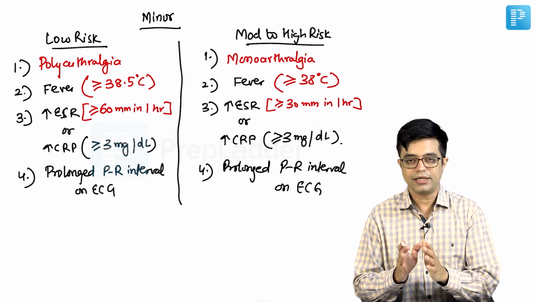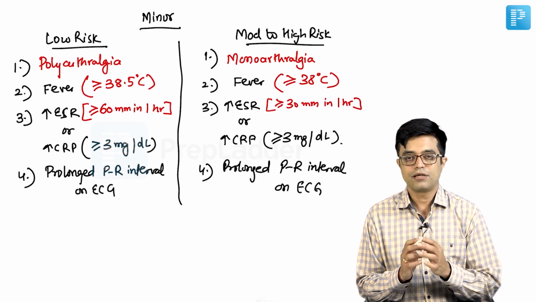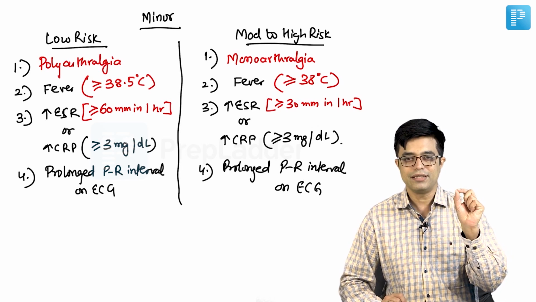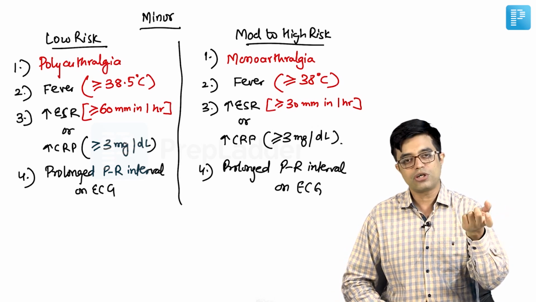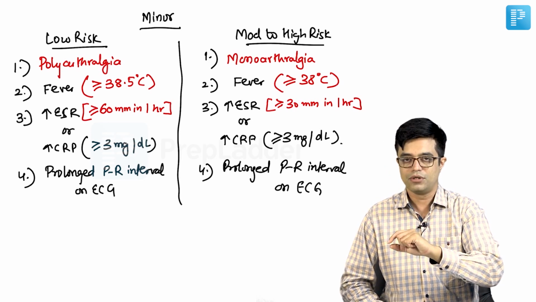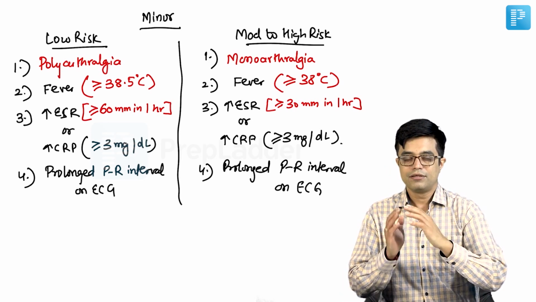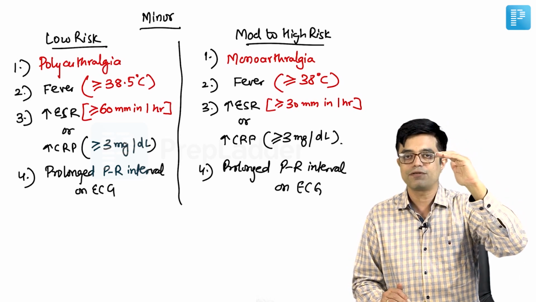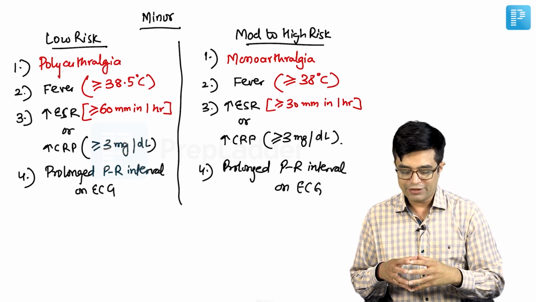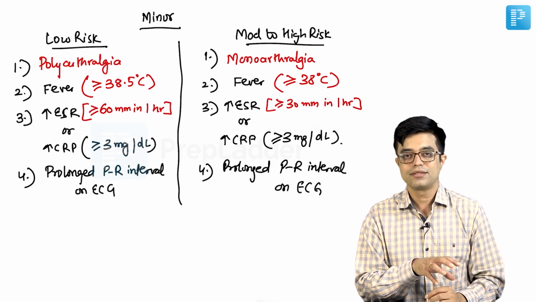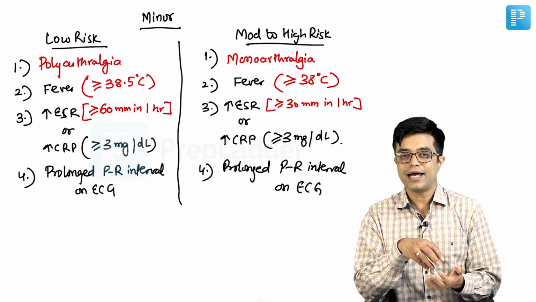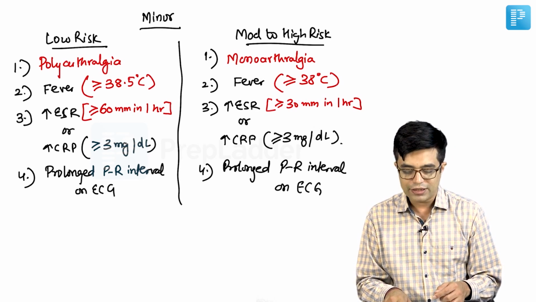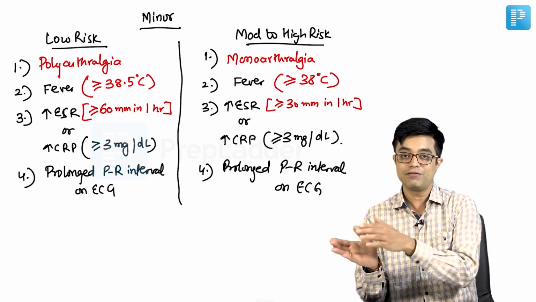There are a few things that you must remember. First thing is, when you are taking arthritis as a major criteria, you cannot take the same thing as minor also, right? Whatever thing you are taking, it should lie in one set of criteria. For example, if there is a patient who has carditis, and you have taken carditis as a major criteria, then you cannot take prolonged PR interval as a minor criteria also, even if the patient is having it, because now it has been included as a major criteria.